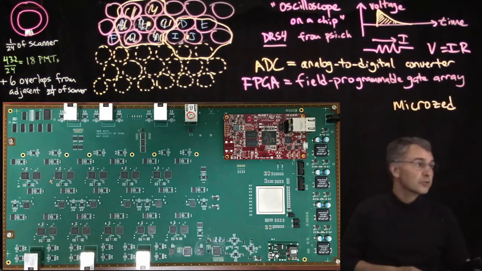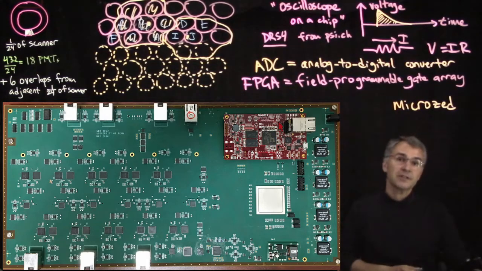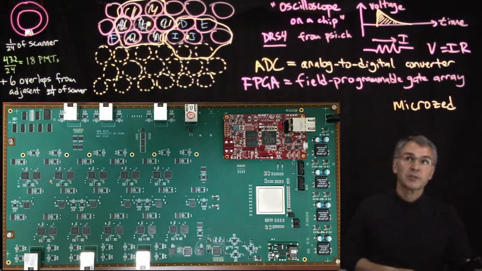Finally, on this quick tour, over here in the top right corner is this little board called MicroZ, which takes all of the signals collected by the big FPGA, reformats them, and sends them out over an Ethernet network cable for processing by a real computer.